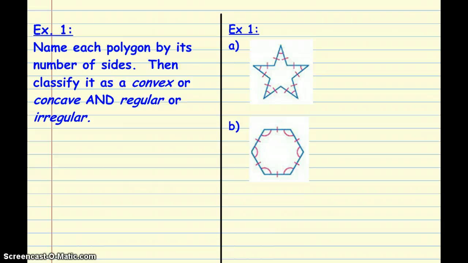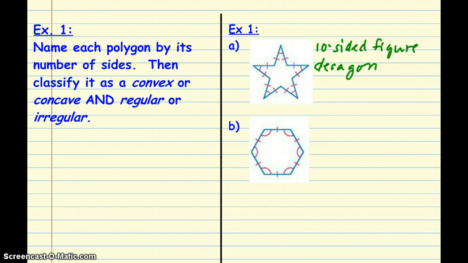All right, so let's take a look at some examples. We're going to name each polygon by its number of sides and then classify it as convex or concave and regular or irregular. So there's three things that we're going to do. So in here we have the star, and if you count the sides on the star, there's 2 on each arm, so it's a 10-sided figure. And a 10-sided figure is called a what? It's called a decagon. If you think of a decathlon, somebody's doing 10 events.